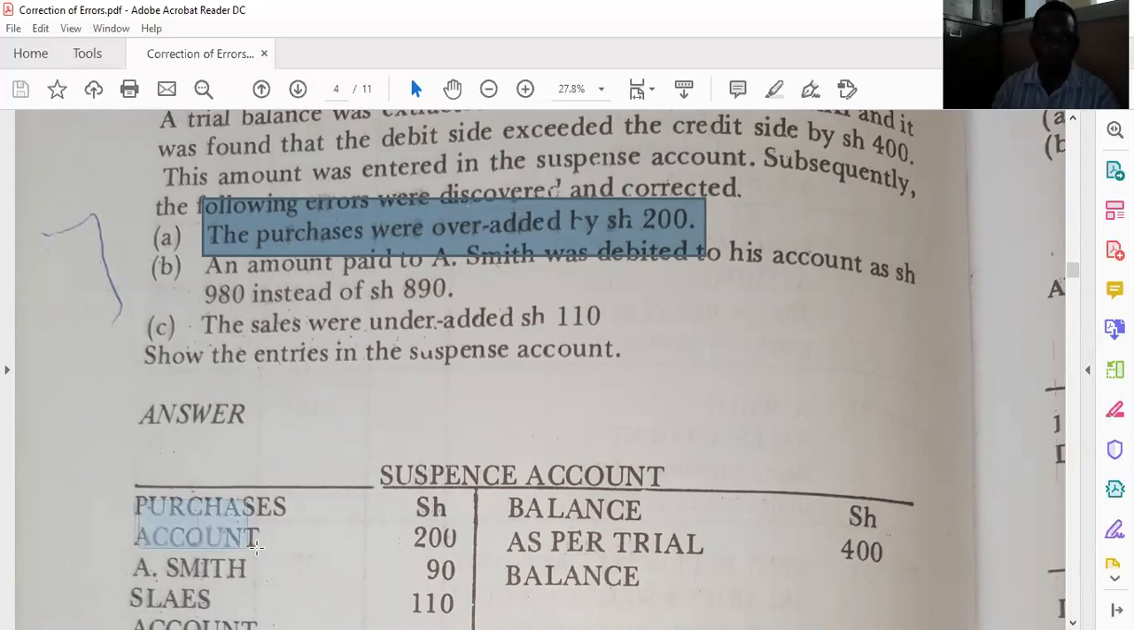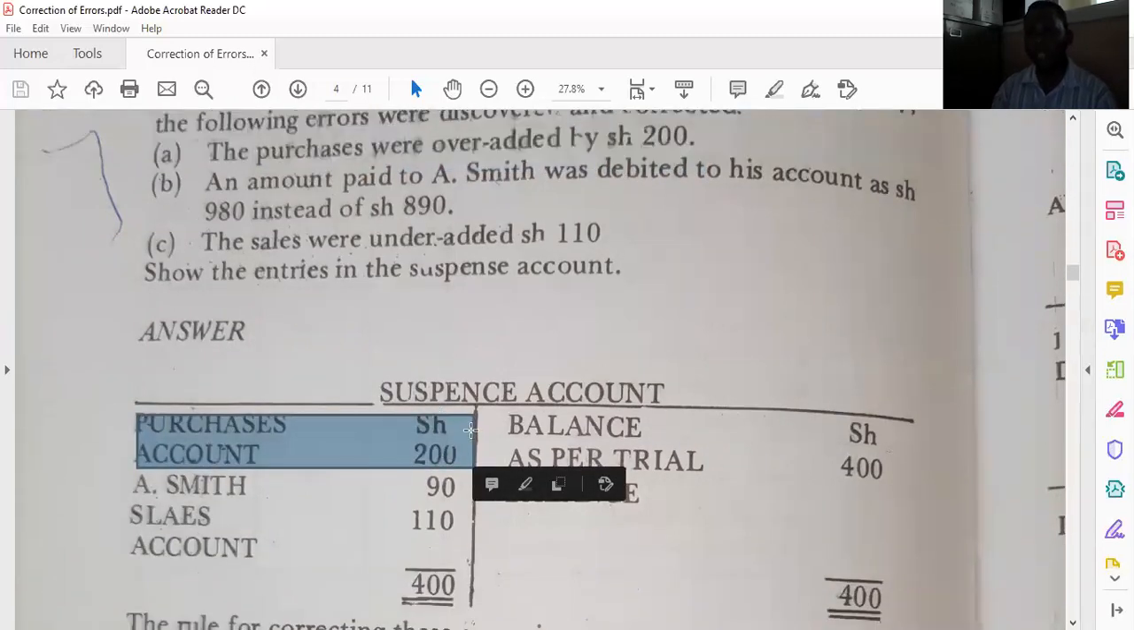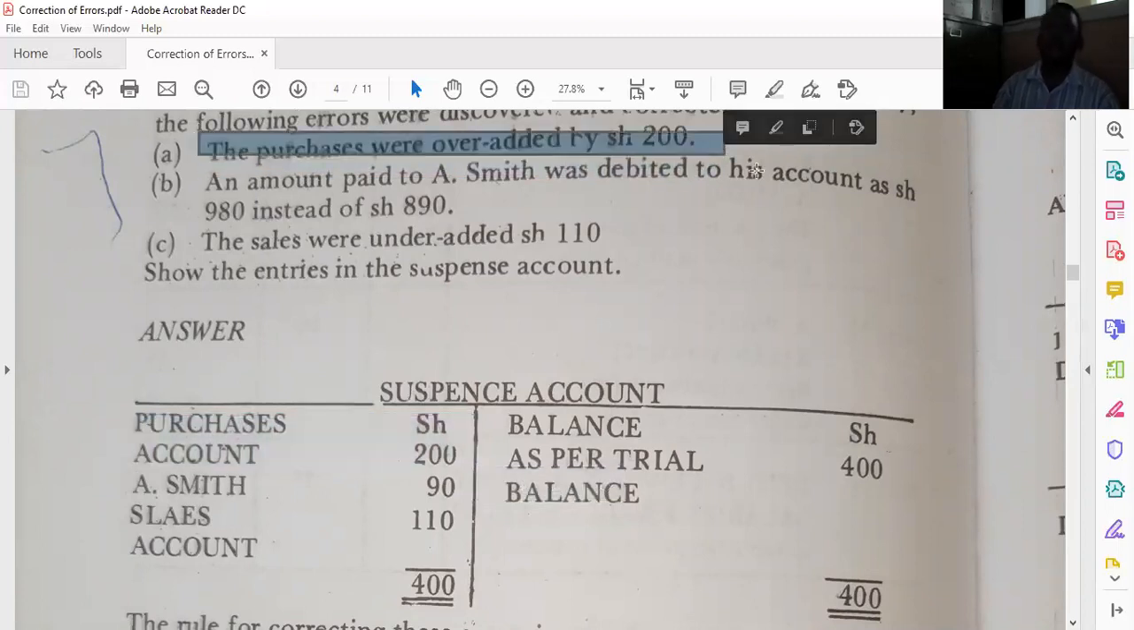On the suspense account, we've debited the suspense account by purchases 200 shillings. So to correct for this error, we credit the purchases account by 200 shillings and then we debit the suspense account by 200 shillings, as you can see here.